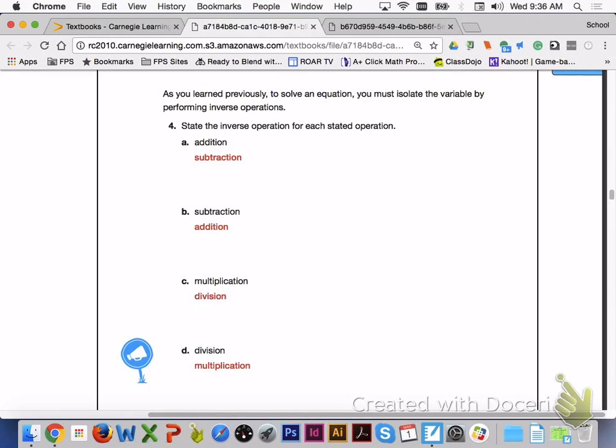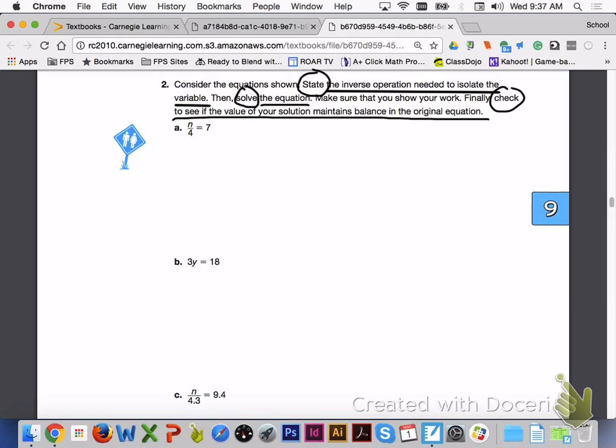For letter A, the inverse operation of addition is subtraction. B, inverse operation of subtraction is addition. C, inverse operation of multiplication is division. And D, inverse operation of division is multiplication. Please turn to page 631, problem 3, solving equations. Please answer number 2, letters A through D with your group members.